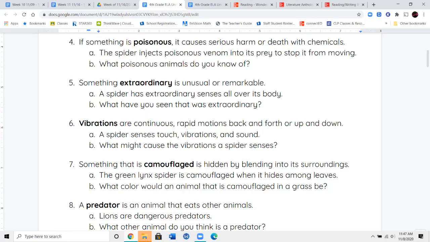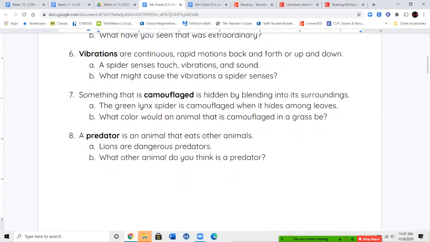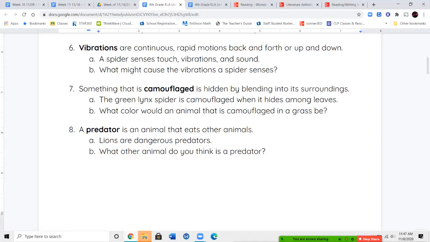Your next word is the word vibrations. Vibrations are really quick movements back and forth. So if you see a guitar and you pluck one of the strings on the guitar, you see it vibrating, or moving back and forth really fast.